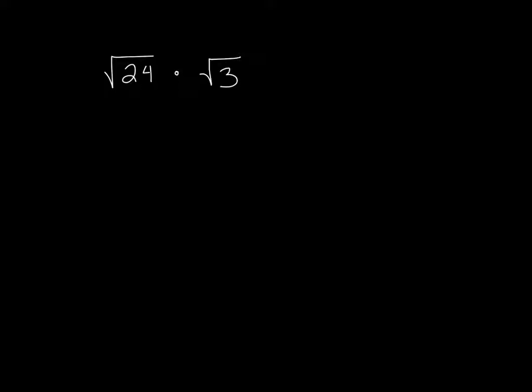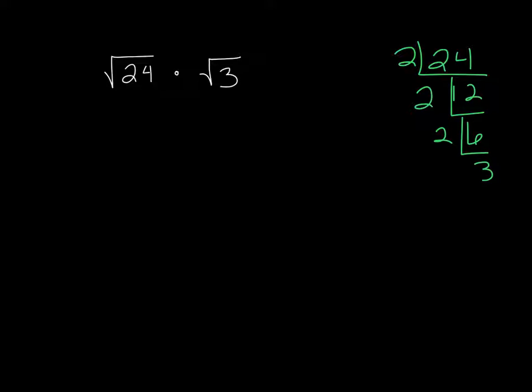Okay, here's an example where we can simplify first. Although it's not absolutely necessary, it just makes the problem simpler, gives you smaller numbers to work with. So let's go ahead and do that. Let's take the square root of 24. We have 2 times 12, 2 times 6, and then 2 times 3. So we can pull out a 2. So 2 radical 6 times radical 3.